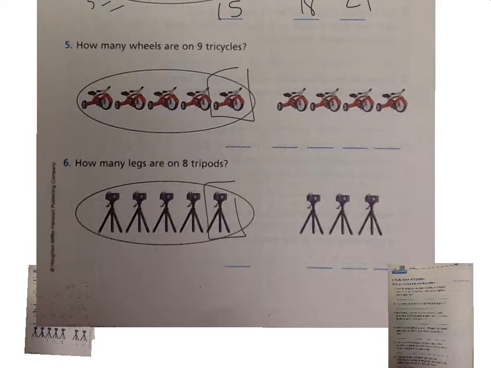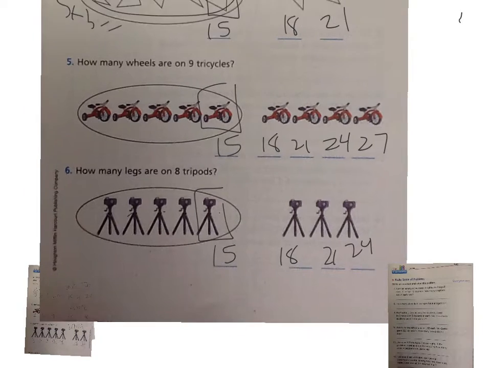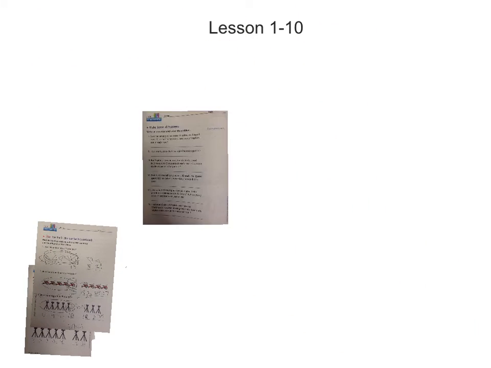Alright, so hopefully you realize it's 1, 2, 3, 4, 5 times 3 is 15, then 18, 21, 24, 27. Next one, 3, 6, 9, 12, 15. 5 times 3 is 15. Then 18, 21, 24. Alright. Pretty simple stuff if you ask me.